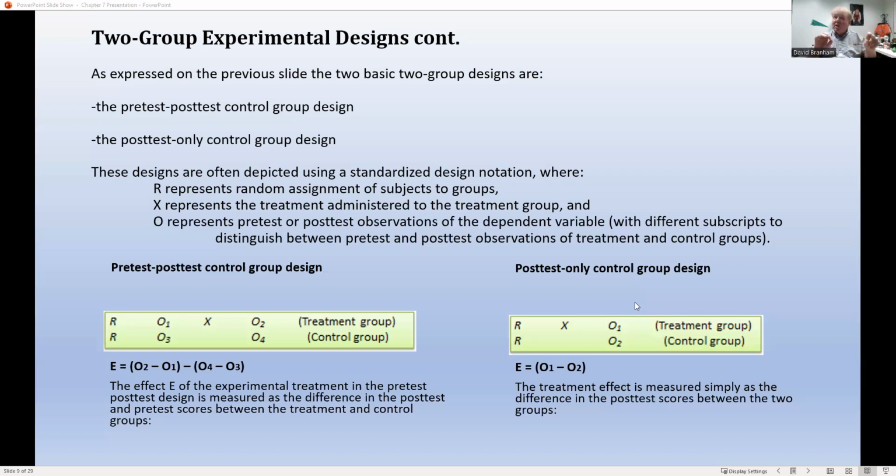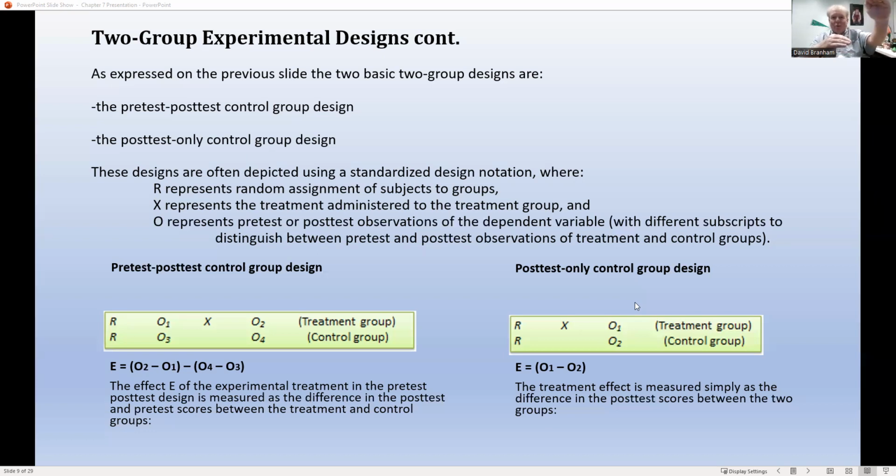The subscripts are the little numbers to distinguish between the pre-test and post-test observations of the treatment and control group. So I think these are pretty simple to see if you look at it. So let's look at that first one, the pre-test, post-test control group design. You'll see that they have random assignment of two groups. Right away, you have two groups.